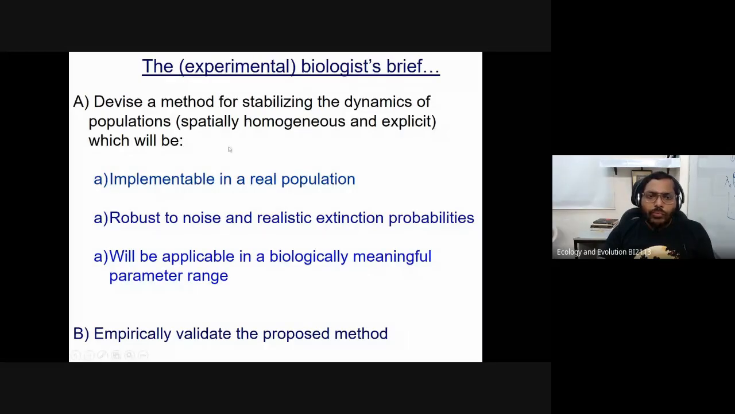And we wanted to come up with a method which should be implementable in a real population, so not mere theoretical stuff. It should be robust to noise and extinction. And this is very important. Many methods proposed in the literature are shown to be effective in parameter zones which are very difficult to be biologically realistic. So we wanted this to be applicable in a parameter range which was biologically meaningful. And then once we created this method, we thought that we should run an experiment and empirically validate it as well.